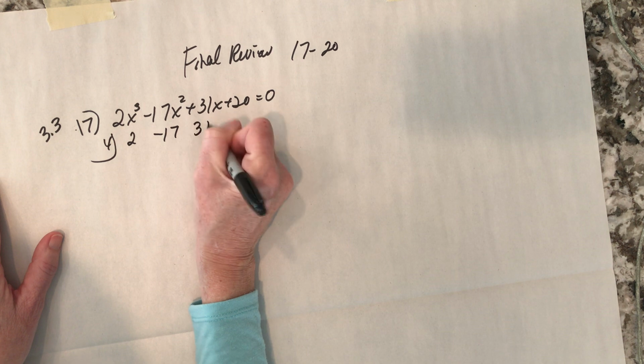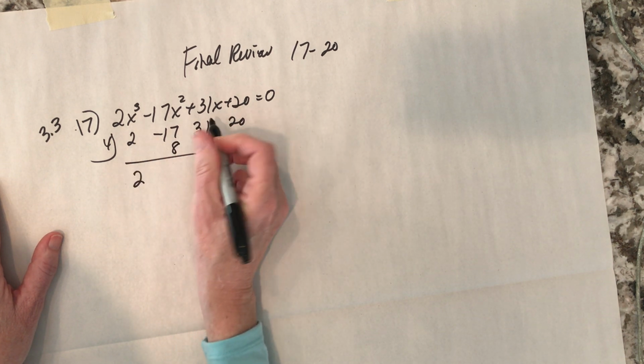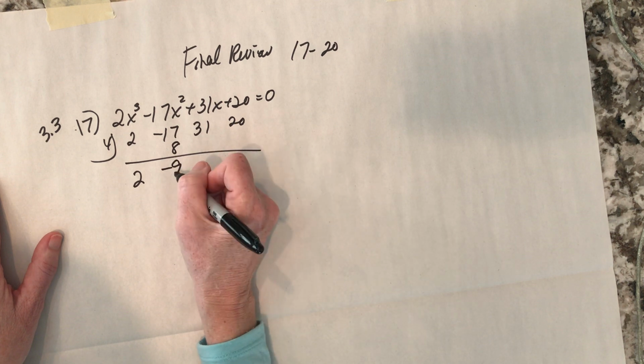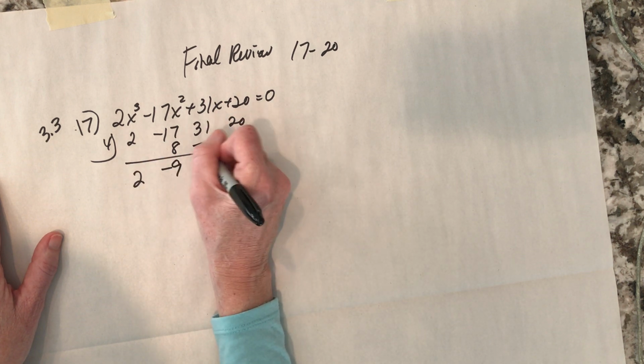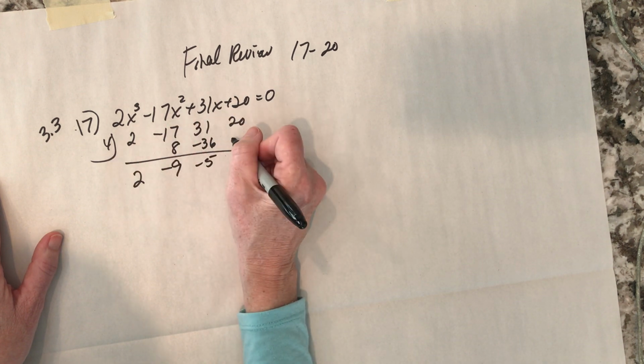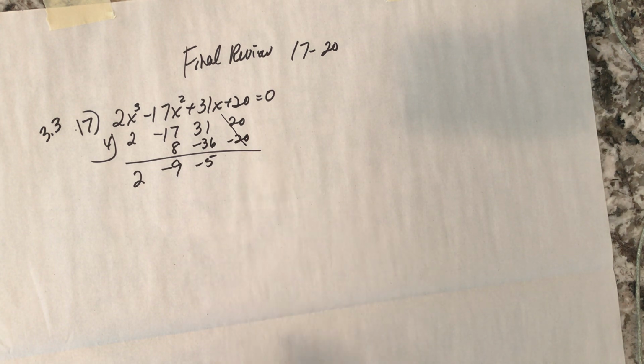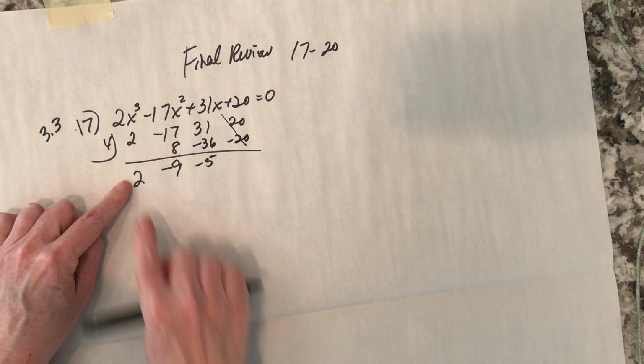2, negative 17, 31, and 20. 2, bring it down, 8. We get a negative 9 there. Negative 9 times 4 is negative 36. It'll give us a negative 5. Negative 5 times 4 is negative 20. Sure enough, it's a 0. It gave us a 0 for the remainder. So we're stuck with 2.